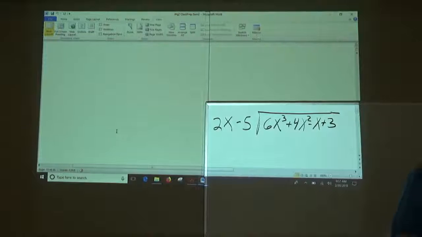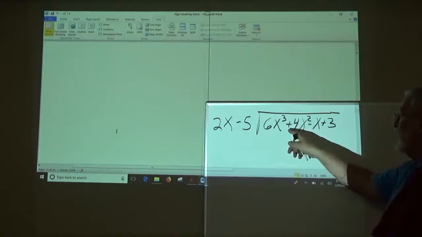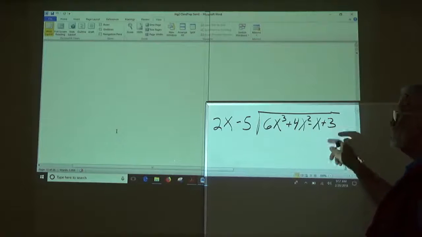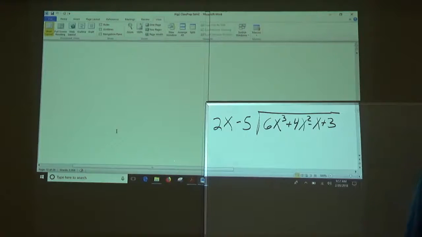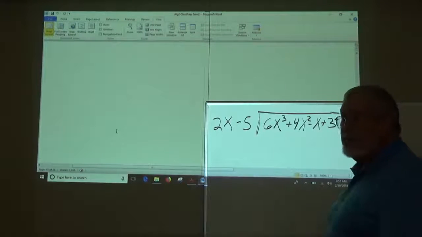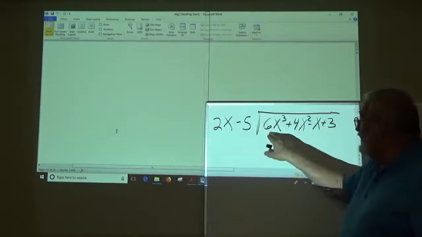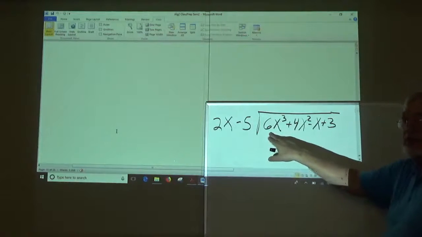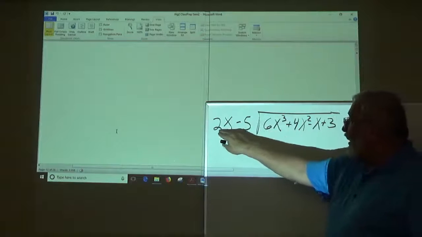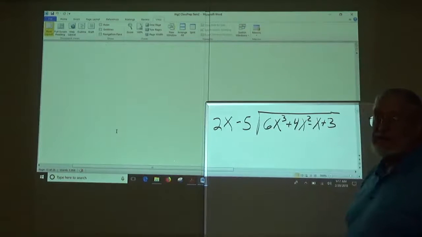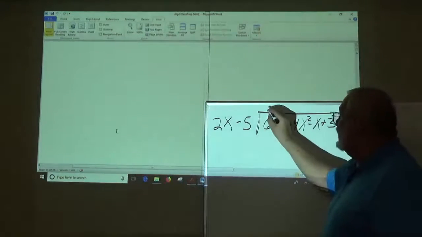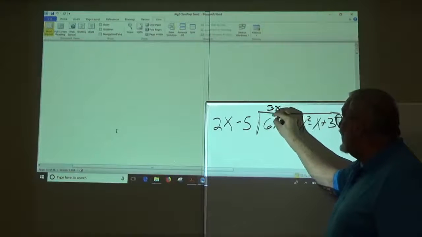All right, we're going to take 2x minus 5, and we're going to divide it into 6x cubed plus 4x squared minus x plus 3. Now, whenever you do long division, you have to take this number and multiply it by some value and end up with the first term underneath the divisor. So, what do I multiply 2x by to get 6x cubed? I have to multiply it by 3x squared.